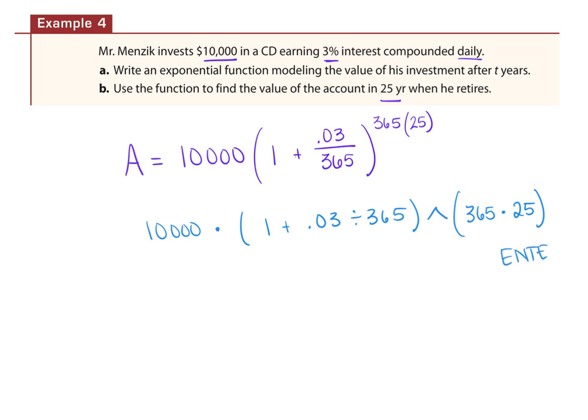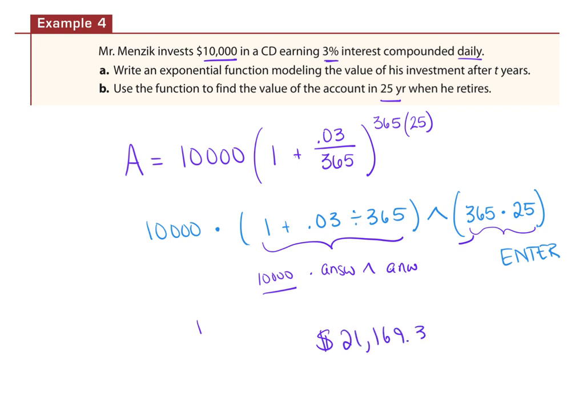If you have a smaller calculator, one that doesn't give you all the options to do parentheses, then you may have to do the individual pieces. So you may have to do this piece, then this piece, then take that answer and multiply it by the 10,000. So pay attention to what kind of calculator you have. I want you all to try it in the calculator that you have because you should get 21,169.35.